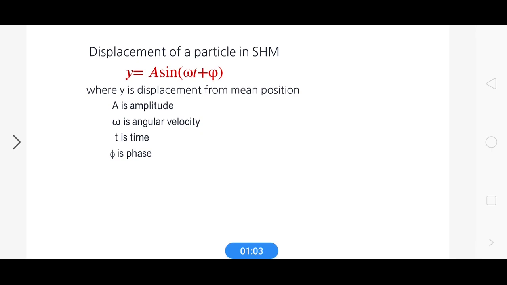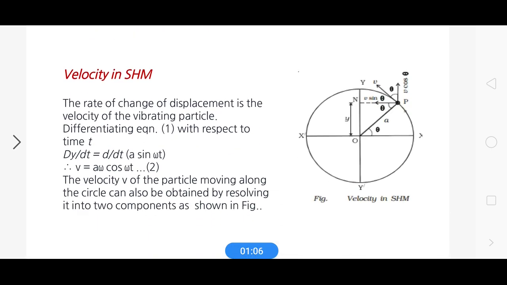I will explain the velocity of the particle executing SHM. To explain this, the particle is moving in the circular path, that is the x dash y dash path, with the center as O and the radius of the reference circle is a. The particle is moving in the circular path.